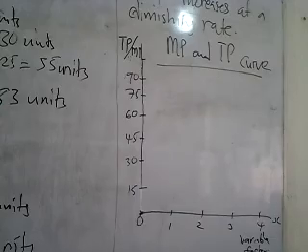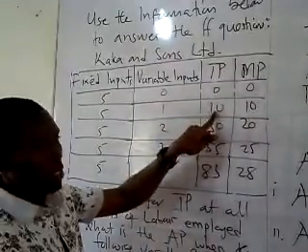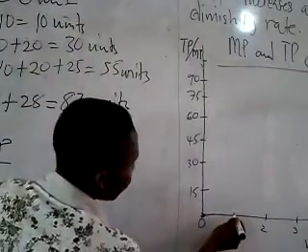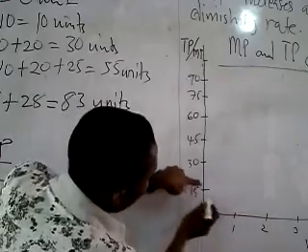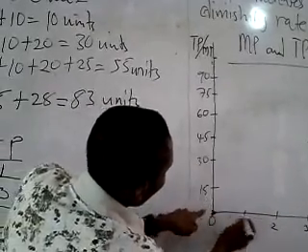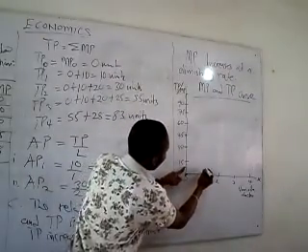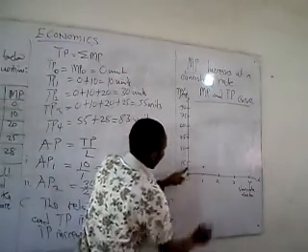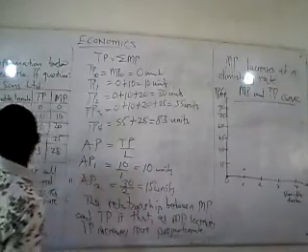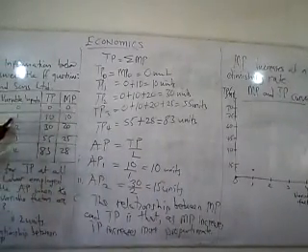The next one, when the first unit of labor was employed, total product is 10 units. So when the first unit was employed, if here is 15, 10 units will be somewhere here. So where they meet, we make a mark there. That is for first unit of the variable factor employed.